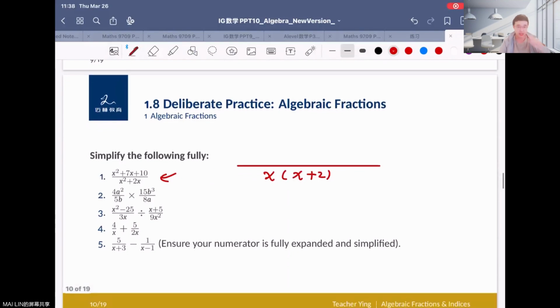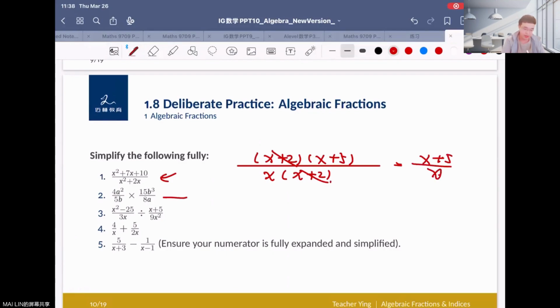And here we have x squared plus 7x plus 10, right? We can extract the same factors. For here, we can find 10 can be divided into 2 and 5, right? So you can write it down as x plus 2 times x plus 5. But then you can cancel x plus 2, the common factor, and it becomes x plus 5 over x, right? That is the first answer.